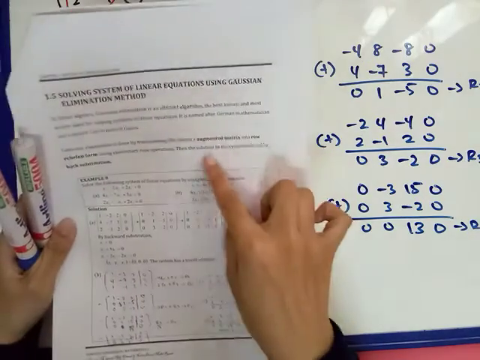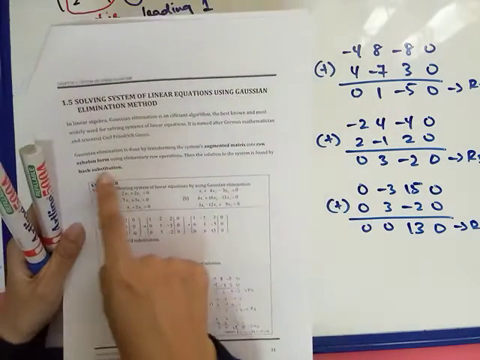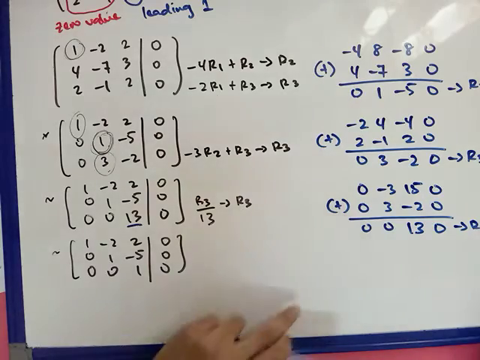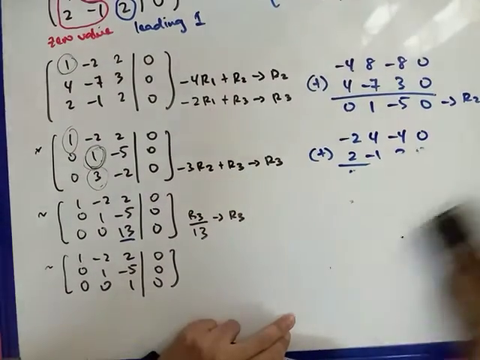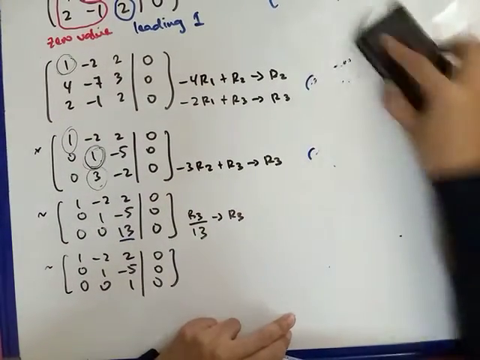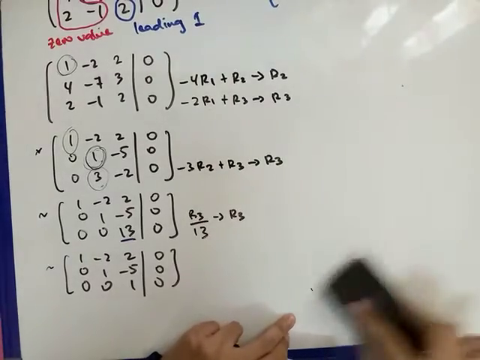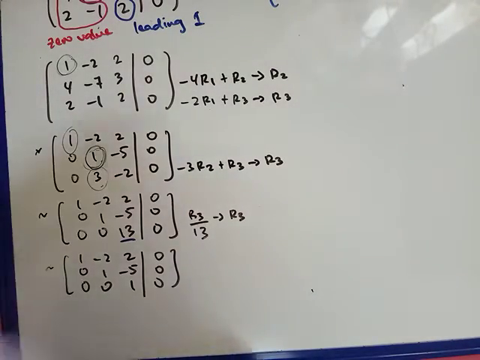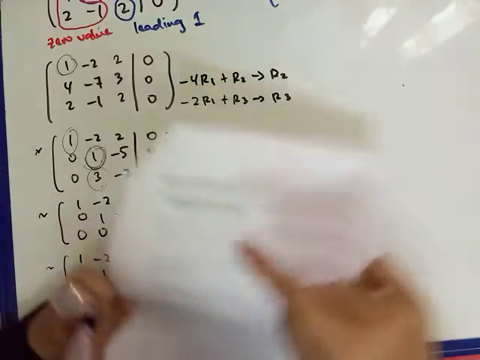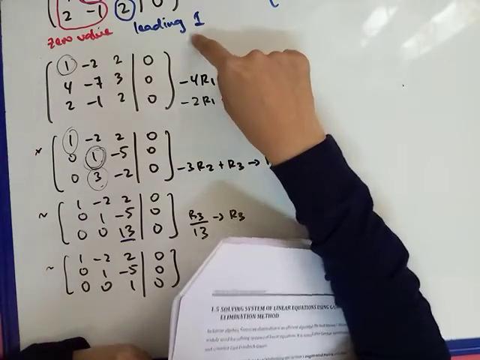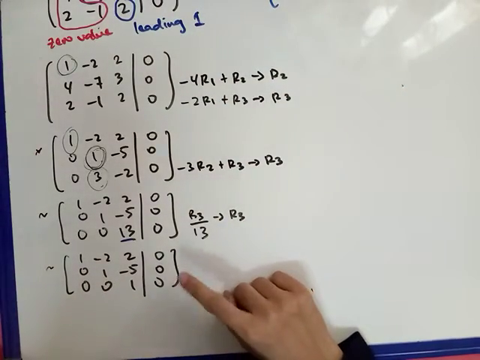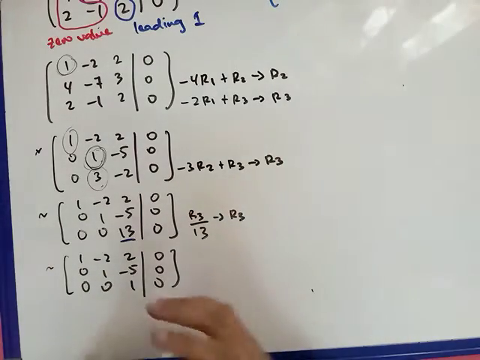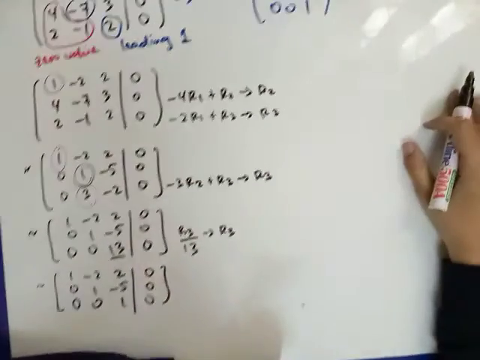The solution to the system is found by back substitution. What does back substitution mean? It means we need to make a linear equation back. The original question is a linear equation, and then we transform it into an augmented matrix. After we have done row echelon form, we need to make a linear equation again. That is back substitution.